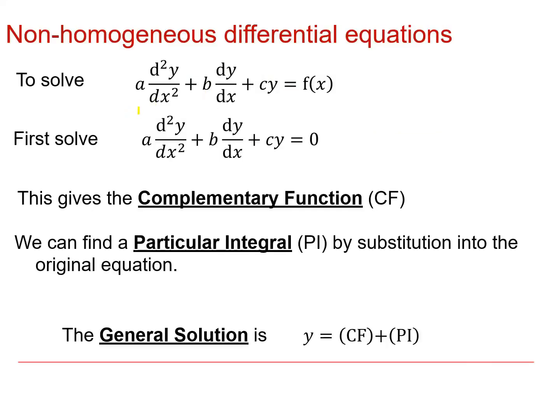If you've been following this sequence of videos, you will have seen this slide before, and it's just a reminder that in order to solve a non-homogeneous differential equation like this, we first find its complementary function by solving the homogeneous version of the equation. We then find its particular integral by using a trial function related to this right-hand function f(x), and then we add those two together, the complementary function and the particular integral, to get the general solution to the equation.